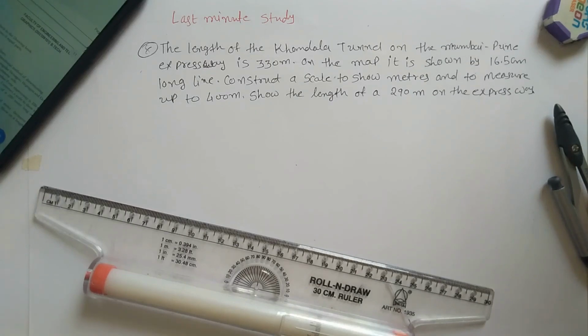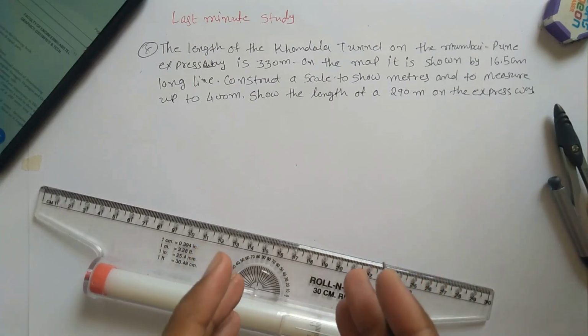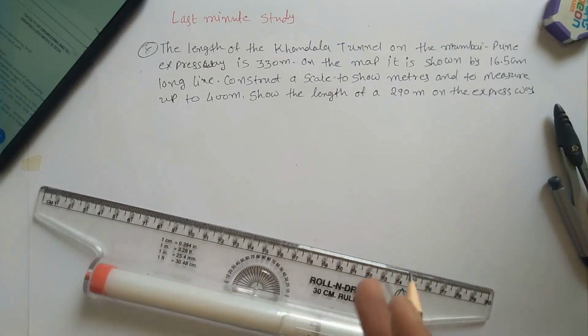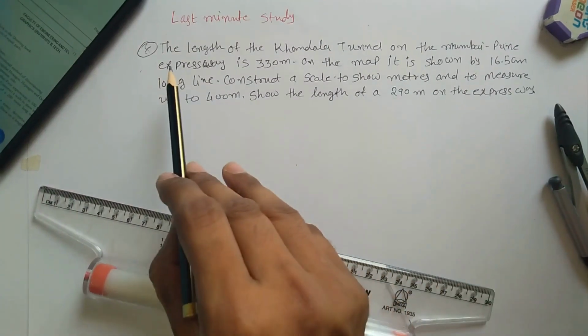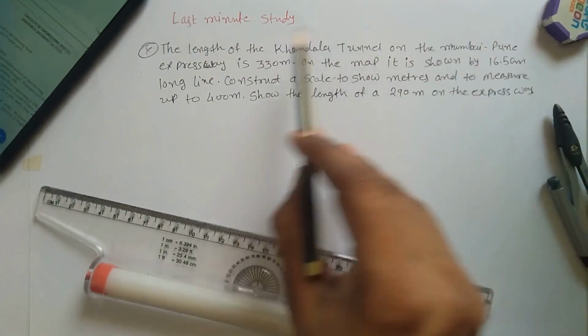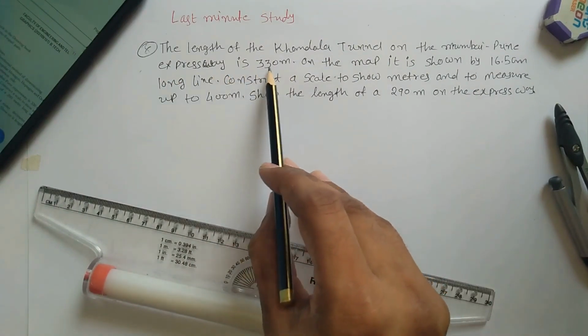Problem number 8, sheet number 1, which is related to engineering scale. Engineering scale has two types, basically plane scale and diagonal scale. This problem is based on plane scale. So the length of Khandala tunnel on the Mumbai-Pune expressway is 330 meter.